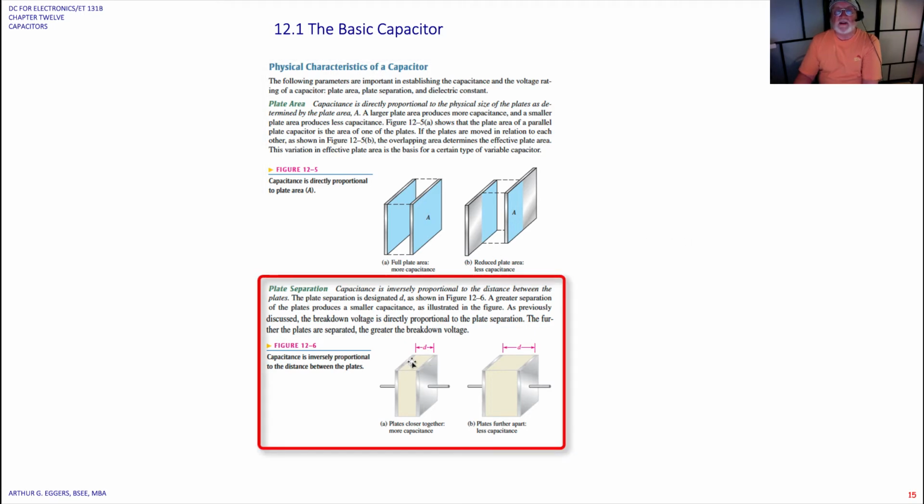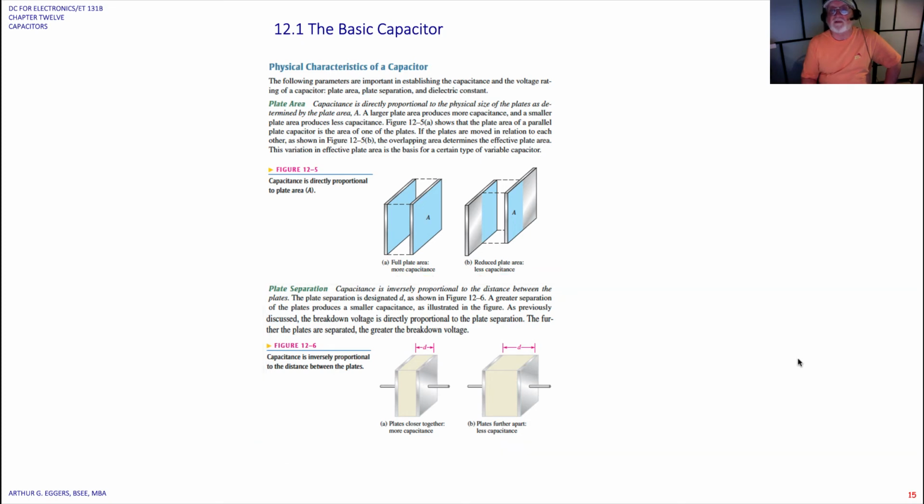Plate separation: how much distance between the plates, or how much dielectric distance we have between the plates, will determine the plate separation. Capacitance is inversely proportional to the distance between the plates. The plate separation is designated D. A greater separation of the plates produces a smaller capacitance. As previously discussed, the breakdown voltage is directly proportional to the plate separation. The further the plates are separated, the greater the breakdown voltage.